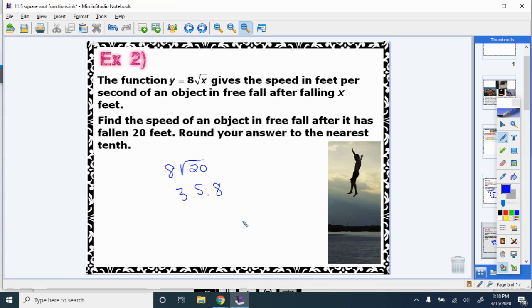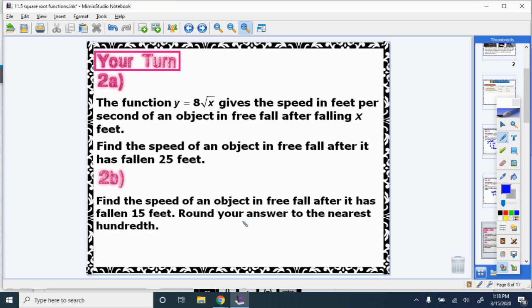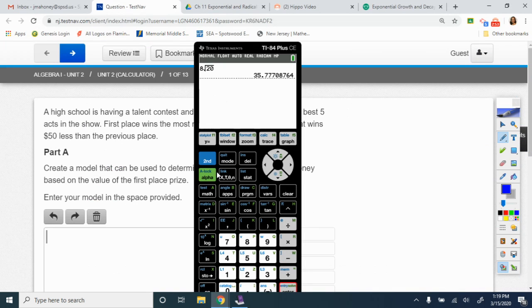You try the next two. Use your calculators. All right, hopefully you have 8 times the square root of 25, which is the same as 8 times 5, which is 40 for 2a. For 2b, you needed the calculator here. 8 times the square root of 15 would be 30.98. Let's check that. 8 square root 15, enter. 30.98.